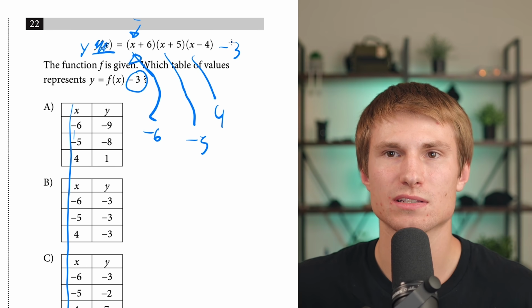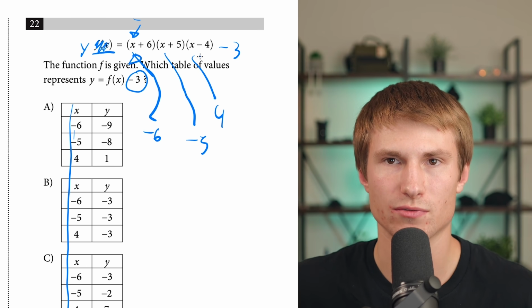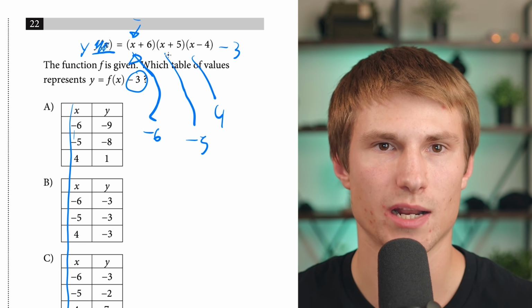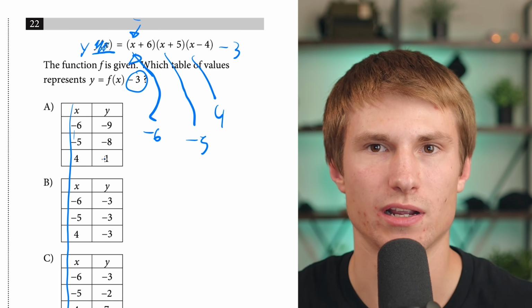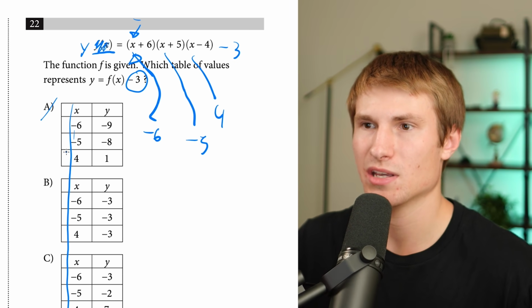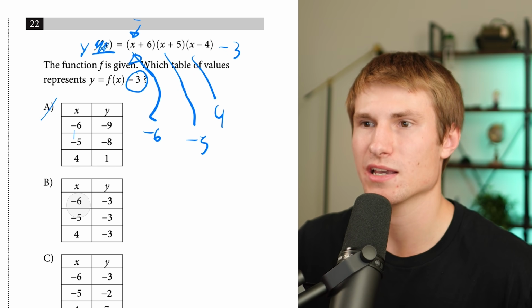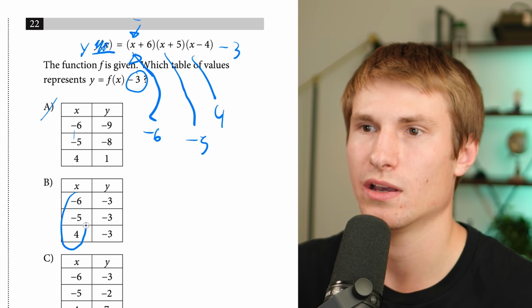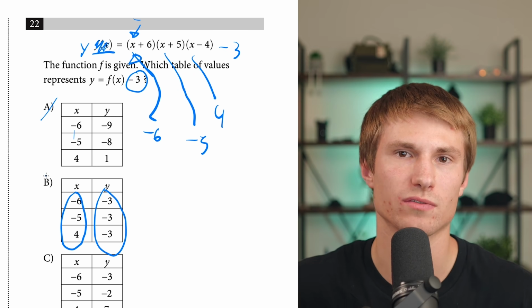Anytime I have one of these, I'm going to have a y value of -3, because 0 times anything is going to end up being 0. So then I just end up with 0 minus 3. Okay, as we can see, A has to then be incorrect. B has to be correct because it has all of these values of our zeros in this x side of the table and it has -3 for all of them. So B is our correct answer.